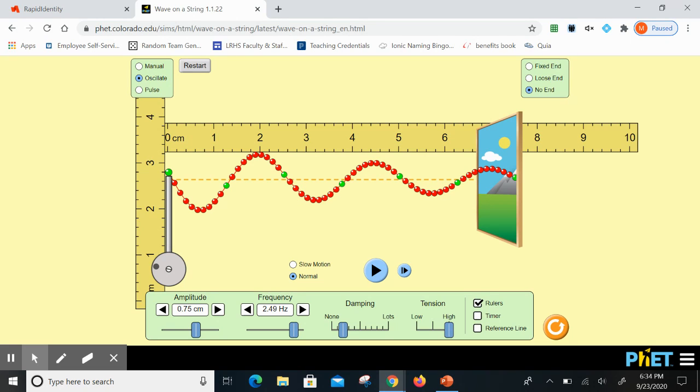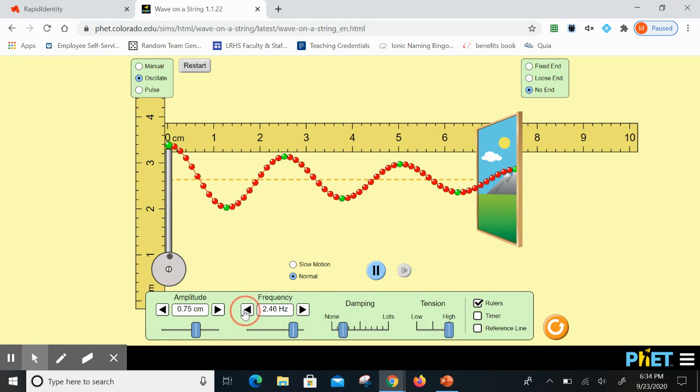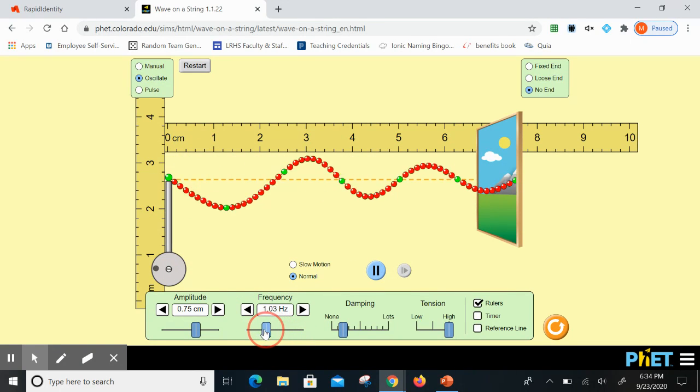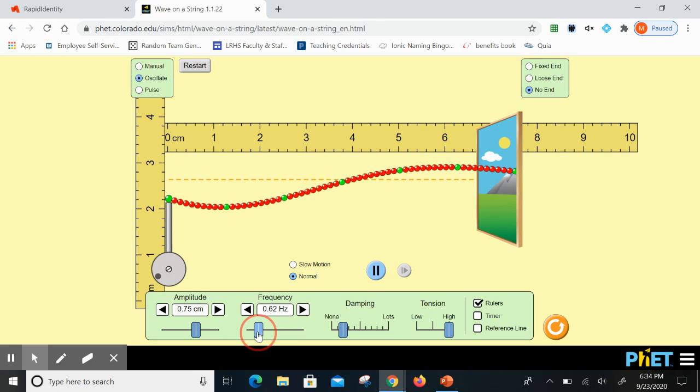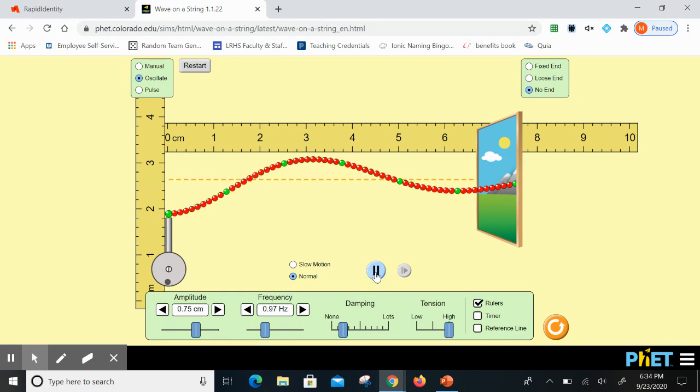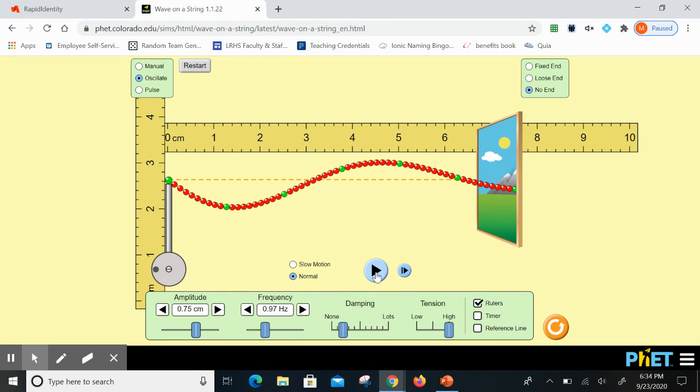If we lower that frequency, well, that may be too low actually. Let's give it a little more than that. All right, so here we see when we start here, we go down, we go up, and then here. So that's almost 6, 6.2, 6.3 centimeters. So a significantly longer wave when the frequency is lower.